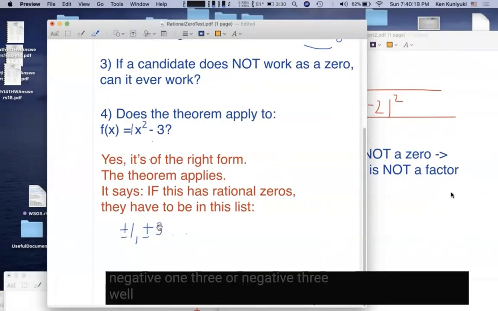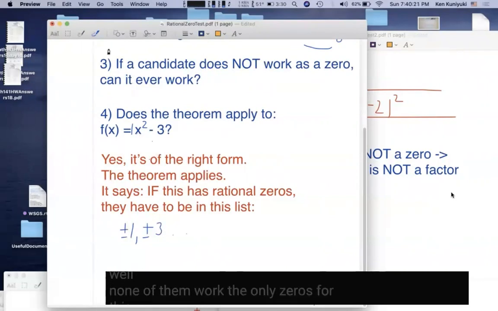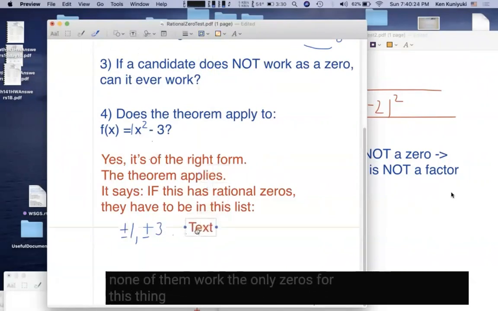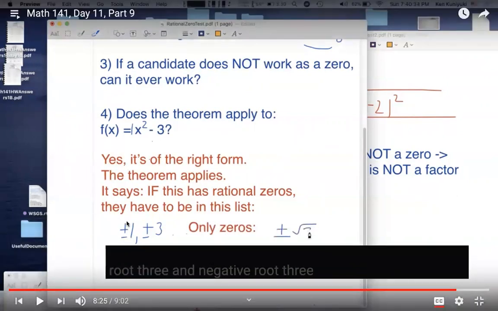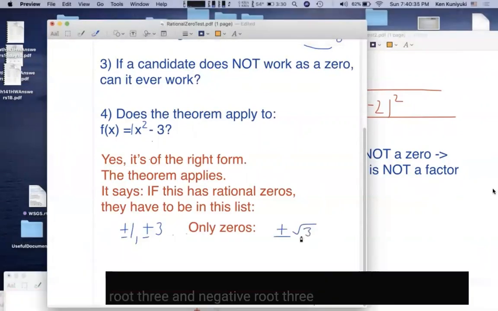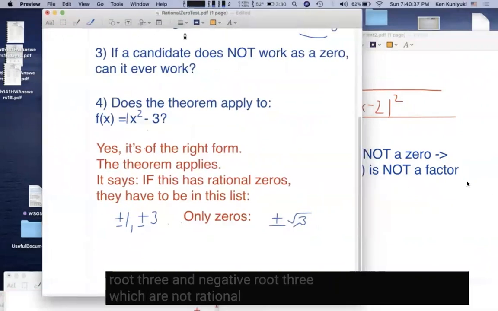Well, none of them work. The only zeros for f are √3 and -√3. Oh, by the way, I didn't bother with the divided by plus minus 1 because it doesn't change anything, right? Which are not rational.